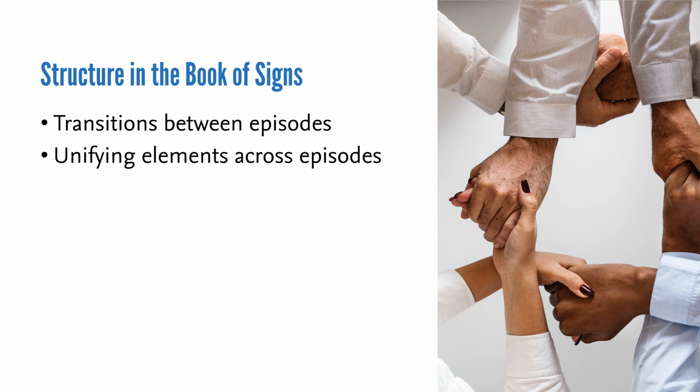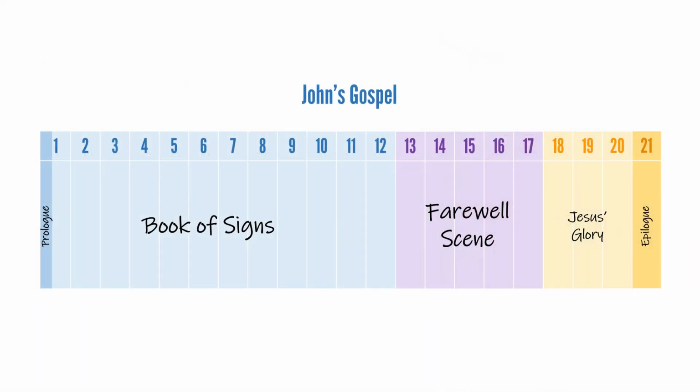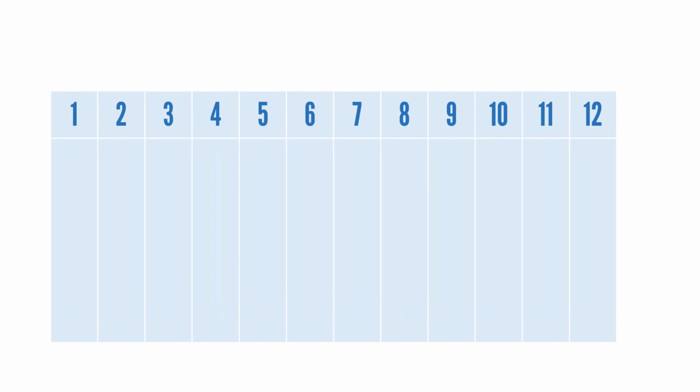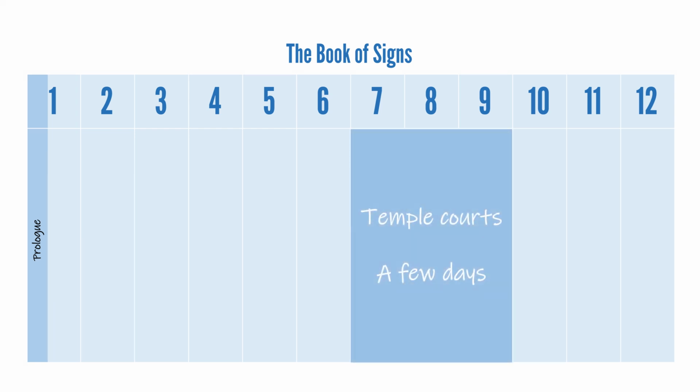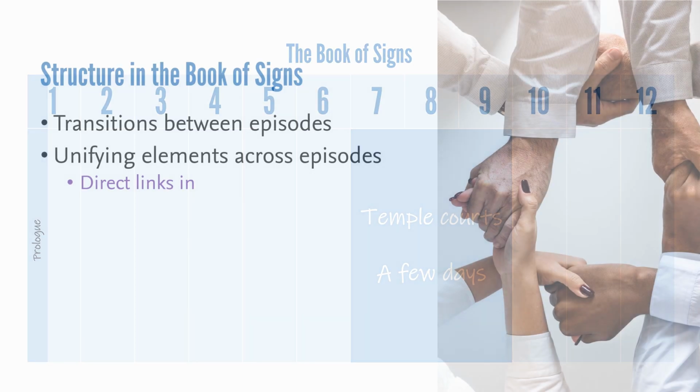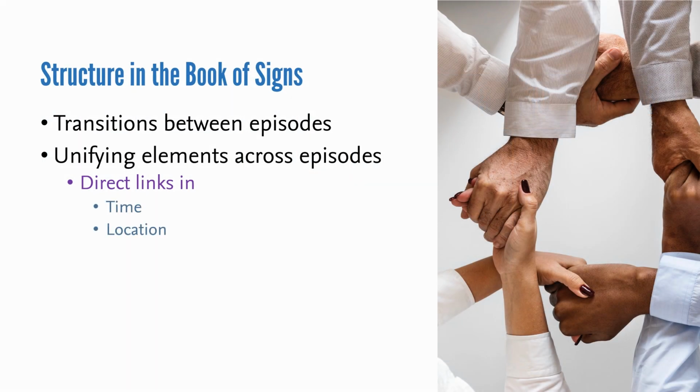In many subsets, they're just the same narrative features that give unity to larger sections of the book that can also, in a more limited way, give a measure of unity to smaller collections. For example, if we look carefully at the stories and speeches in chapters 7, 8, and 9, we notice that they all take place in the same location, the temple courts in Jerusalem. What's more, they all take place within the span of a short few days. This encourages us to read the speeches of 7 to 8 and the healing of the blind man in chapter 9 together as parts of one subsection of the Book of Signs. These episodes are linked directly by time and location.